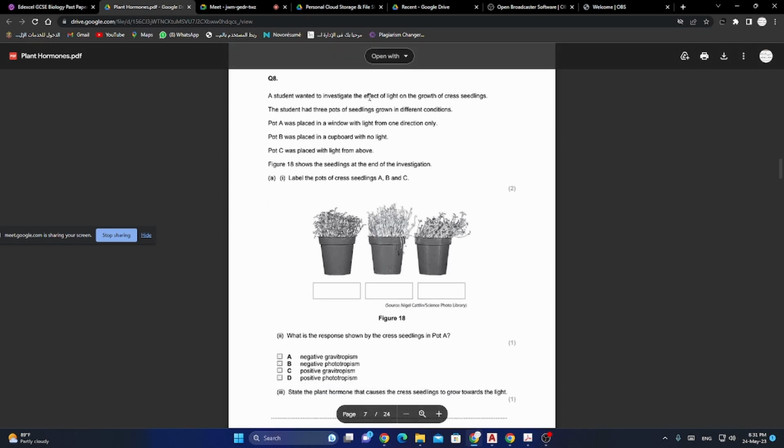A student wanted to investigate the effect of light on the growth of cress seedlings. The student had 3 pots of seedlings grown in different conditions. A was placed in a window with light from one direction only. B was placed in a cupboard with no light. C was placed with light from above. Can you try labeling them?